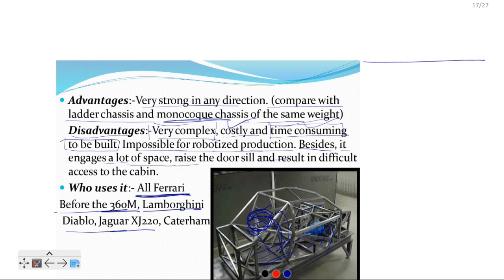So if you are constructing an F1 frame, you can see that because of stability purposes, it has very little ground clearance also. A raised door still makes access to the cabin difficult. Absolutely, it is very difficult to enter the driver's cabin because of the complex structure and all. So go for the next one.